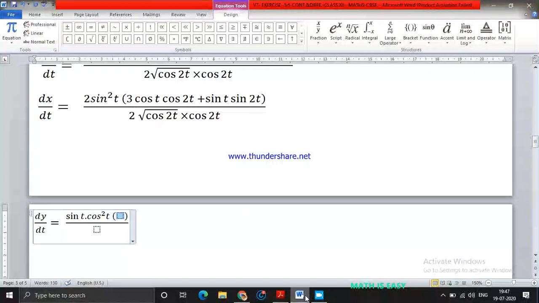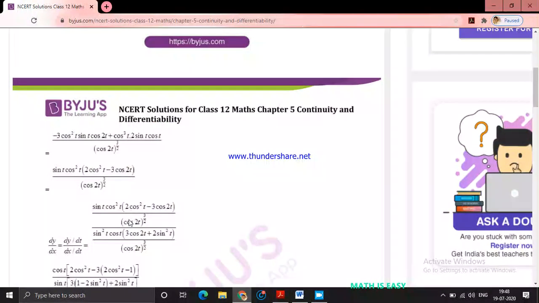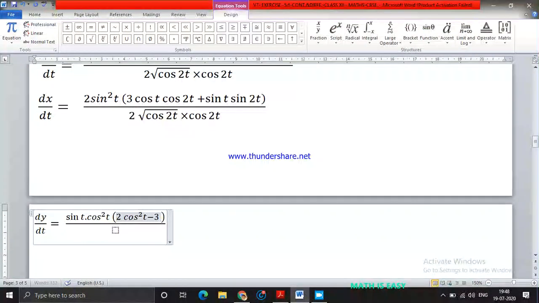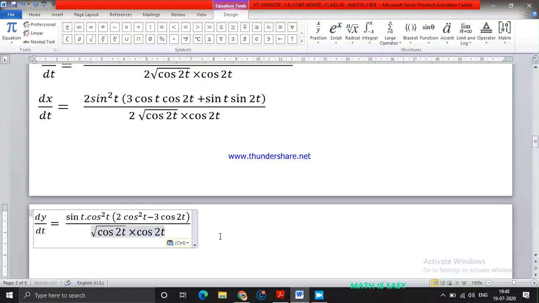2 cos square t minus 3 cos 2t, 3 cos 2t upon the denominator will come this much. The same denominator will come for both the terms.